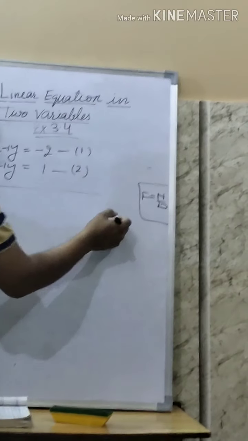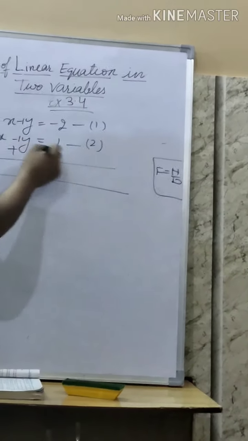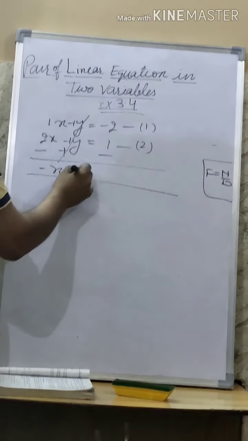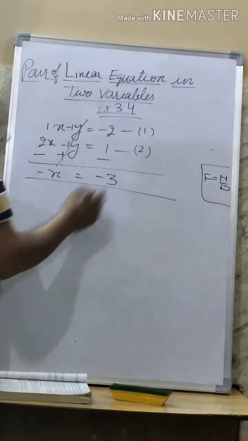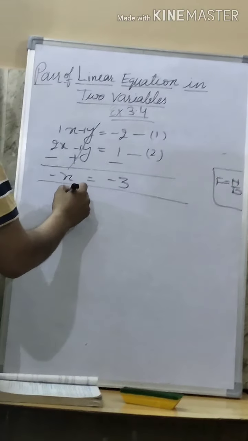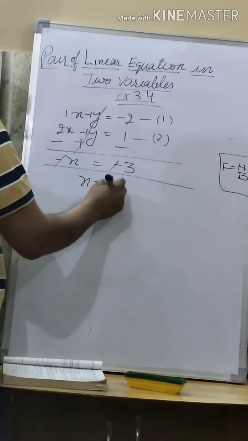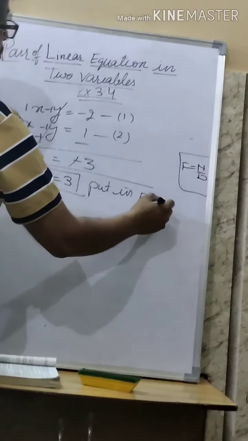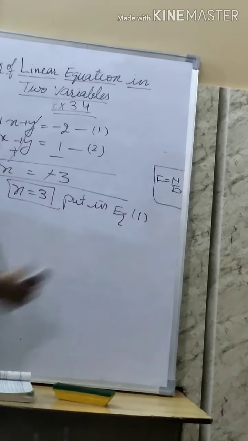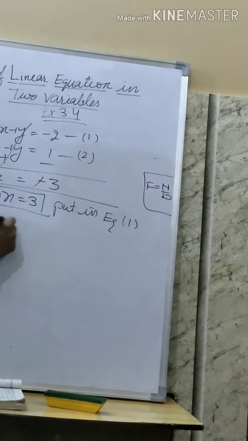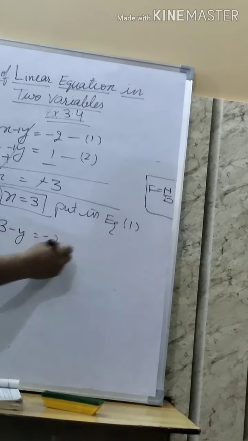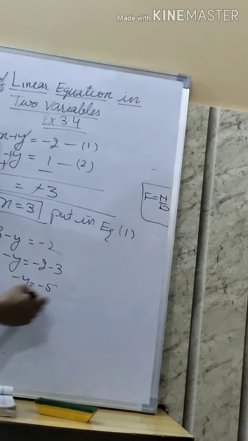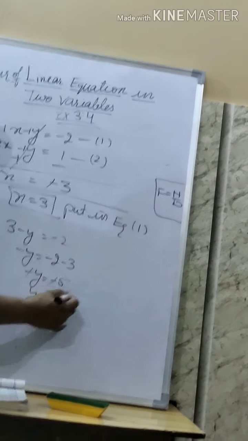The coefficients of y are equal, so directly subtract. By subtracting, you cancel this: minus 1 plus 1 cancels, leaving minus x. On the right, minus 2 minus 1 is minus 3. So divide by minus 1, and x is equal to 3. Put x equal to 3 in the first equation. What will we get here? 3 minus y is equal to minus 2, so minus y equals minus 5, and y is equal to 5.